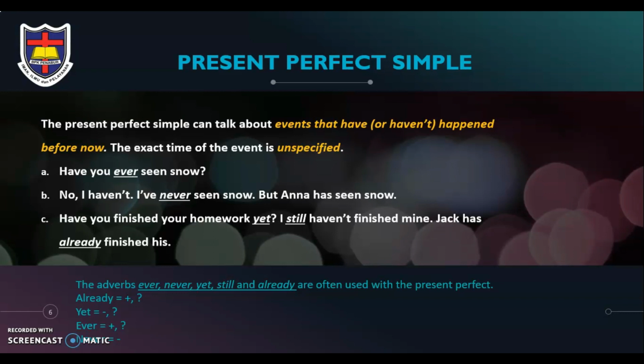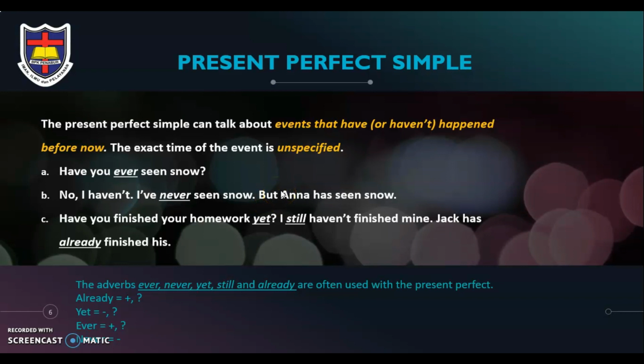In this situation, you can use some time signals in present perfect simple: ever, never, yet, still, and already. Look at the examples of how to use them. Have you ever seen snow? Ever in interrogative. No, I haven't. I have never, never for negative. I have never seen snow, but Anna has seen snow.